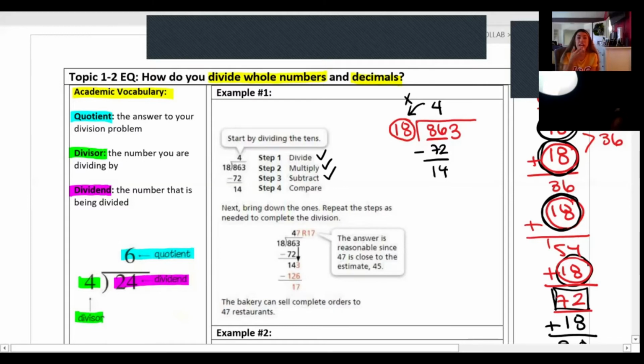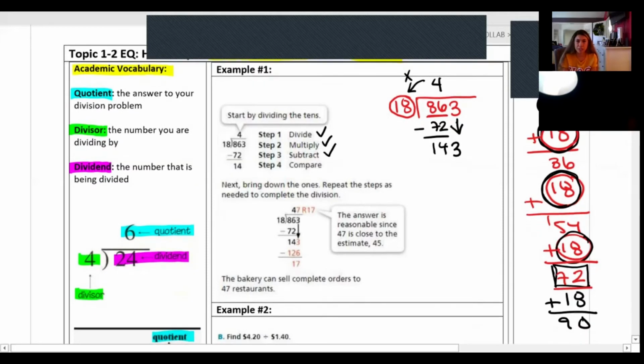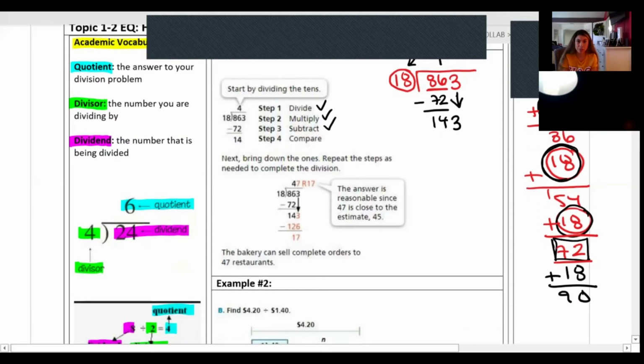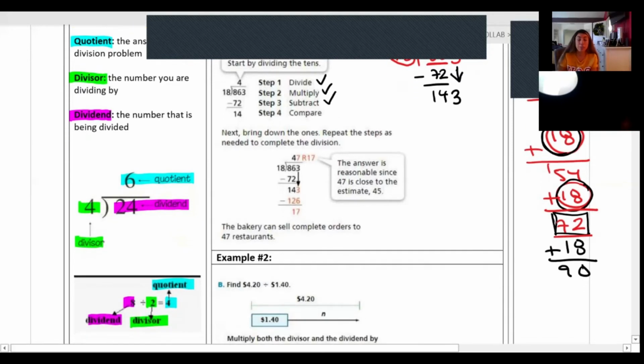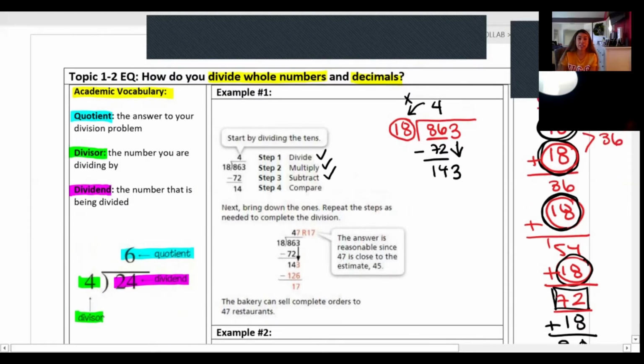Now we ask ourselves, can 18 go into 14? It cannot. So then we're going to have to bring that value of 3 straight down to see how many groups of 18 can go into 143. You can either keep doing repeated addition and keep adding 18, or you can multiply, right?